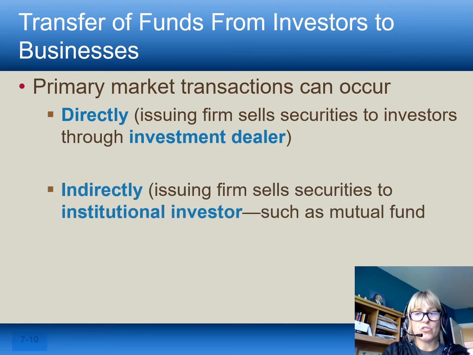So primary market transactions can occur directly. In other words, TELUS sells the securities directly to investors. Could be you and I, as retail investors. And then they can also sell the securities to an institutional investor, like a mutual fund. And then that way, the mutual fund has a certain amount of holdings in TELUS within their portfolio, and somebody's investing in the units of that mutual fund, which has a certain percentage of its holdings in TELUS shares.